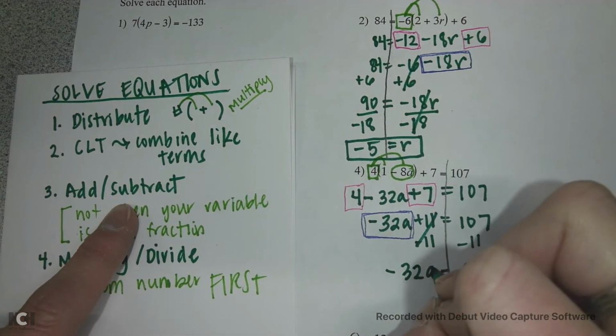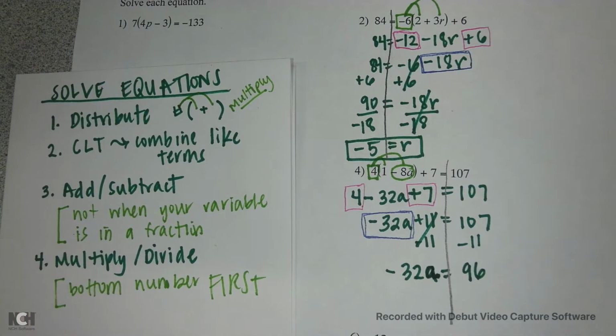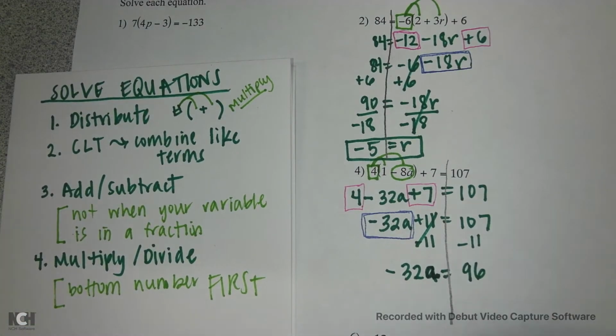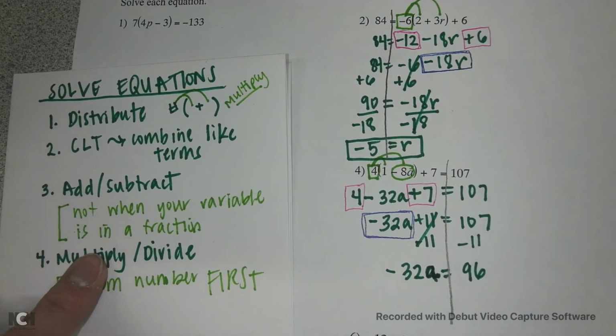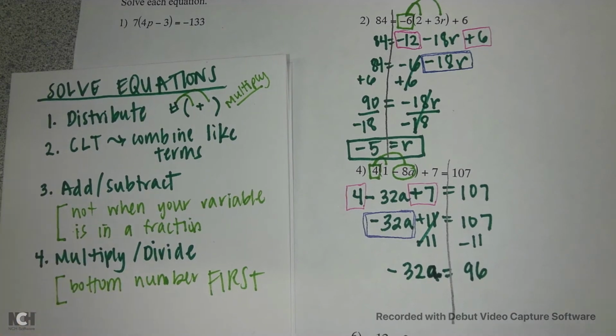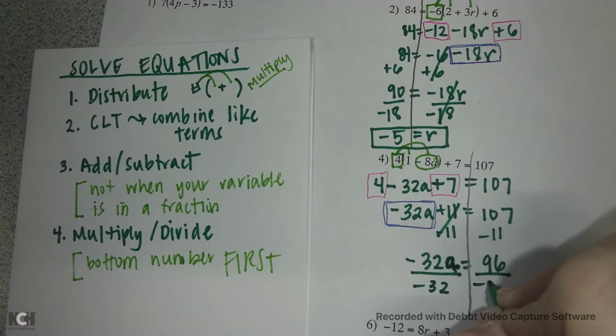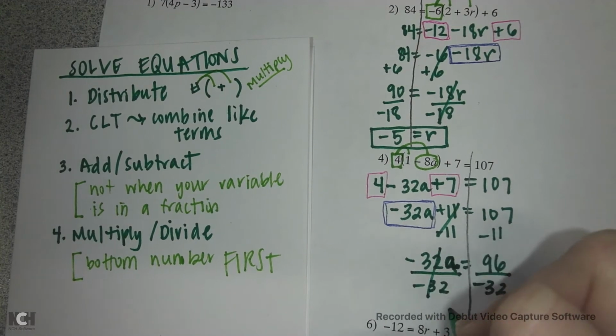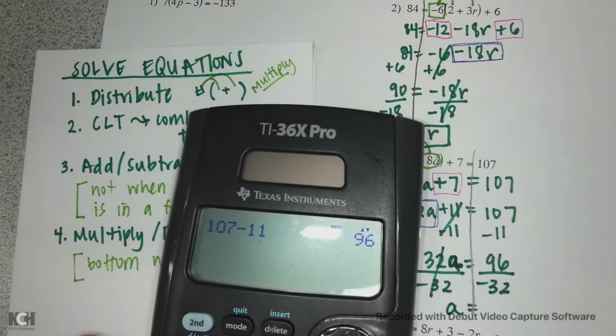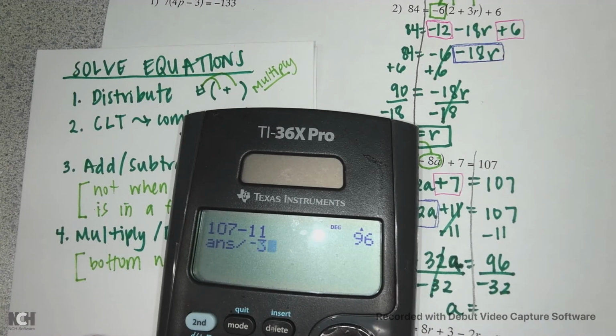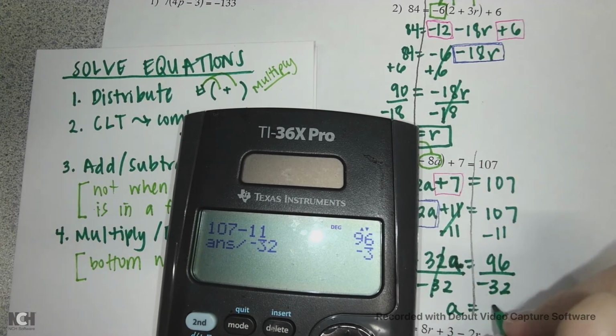Uh-oh, my A kind of looks like a 9. Okay, then I want to get rid of the negative 32 in front of my 96. So next we multiply divide, step 4. So we're going to divide each side by negative 32. And A equals 96 divided by negative 32. And that's negative 3.